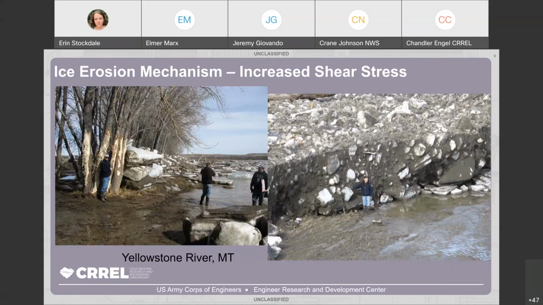The increased shear stress. So I showed these pictures yesterday, but just wanted to reinforce this. You can see in the picture on the right how much sediment is included in that shear wall there.